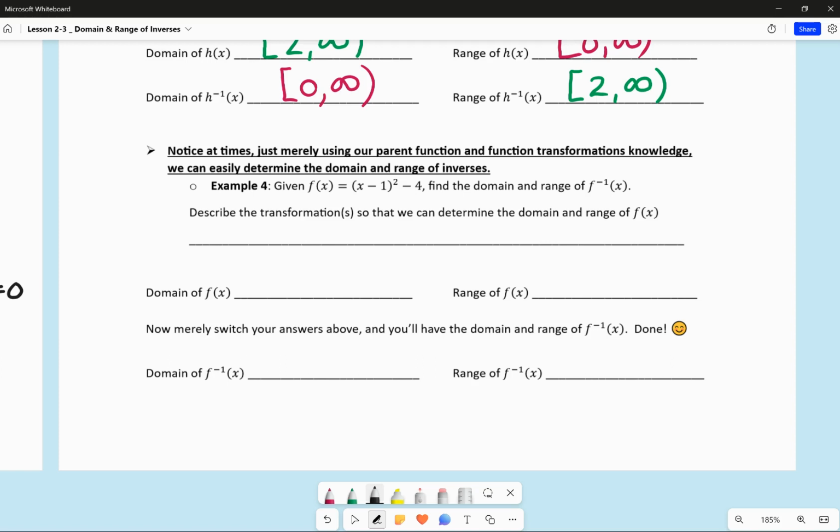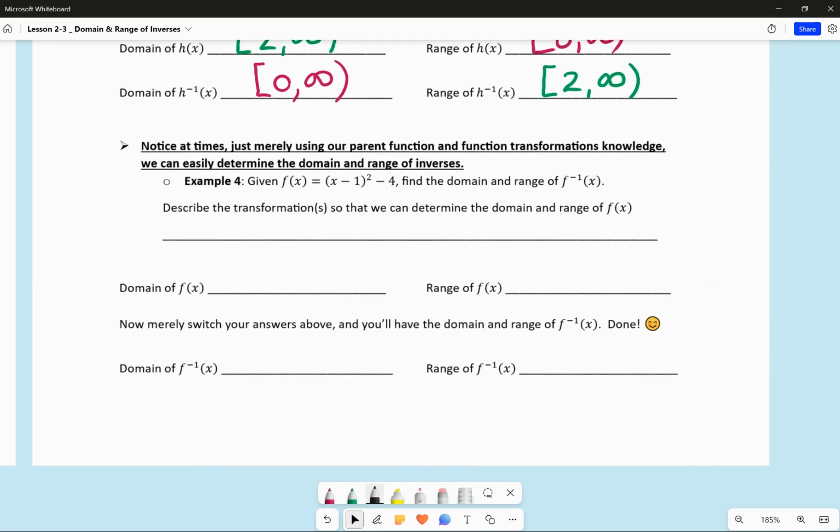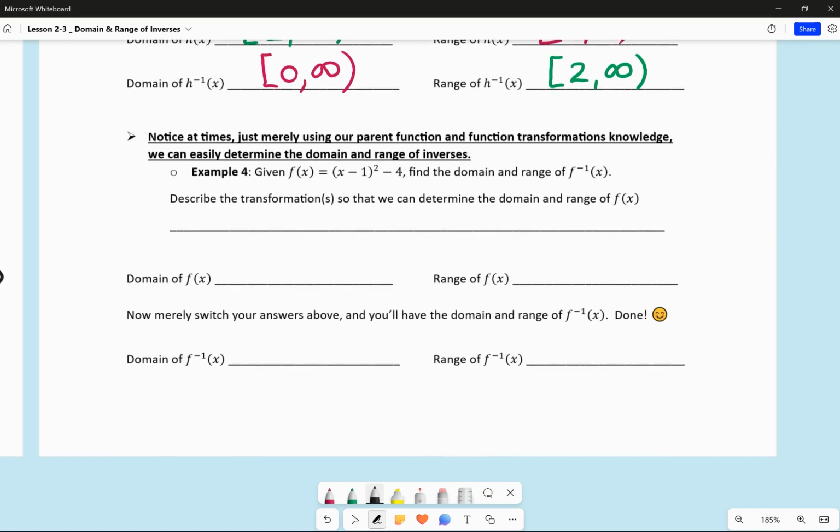Given f of x equals (x minus 1) squared minus 4, find the domain and the range of f inverse of x. So let's write out the transformation of this parabola. This is a quadratic equation, okay? Our original function, I will write it out over here. Our parent function is y equals x squared. Let's write the parent, okay? And so obviously something has happened from y equals x squared all the way to this function. Something has happened, right? Well, the minus 1 happened and the minus 4 happened.